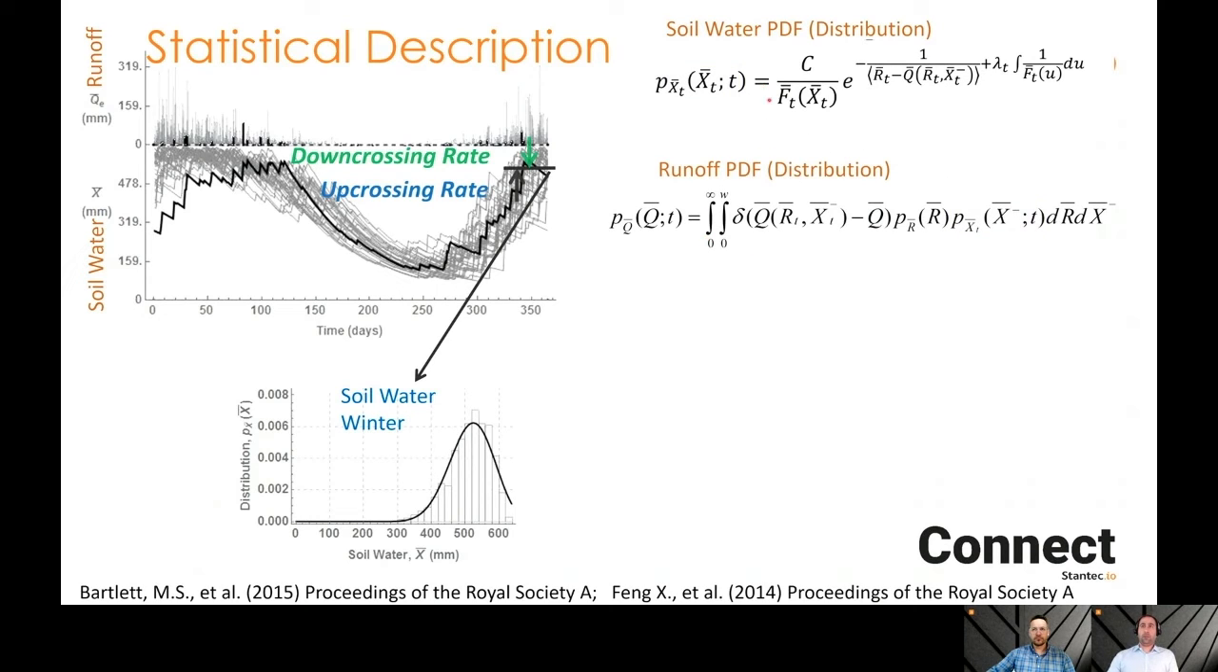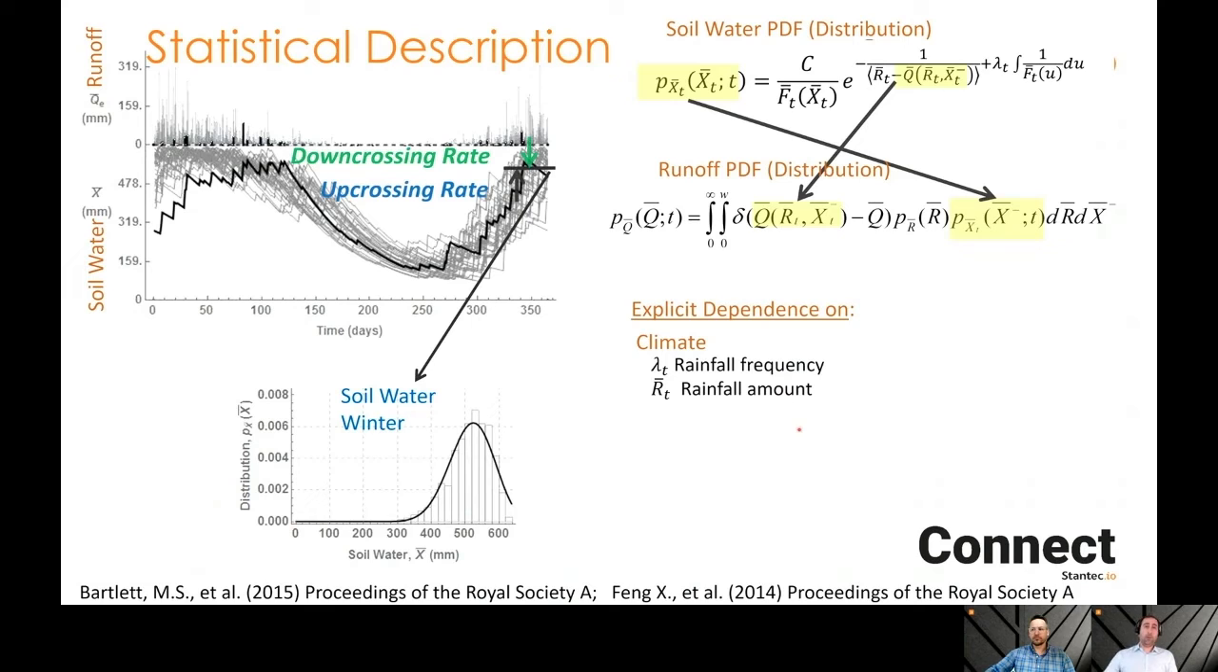From the soil moisture distribution, we can also get a distribution of runoff. The two are coupled together. And this has an explicit dependence on rainfall frequency and rainfall amount, which we can integrate over a moving window from weather data to get this distribution of soil moisture, from which we can calculate the average, and then in turn get the runoff from this distribution here.